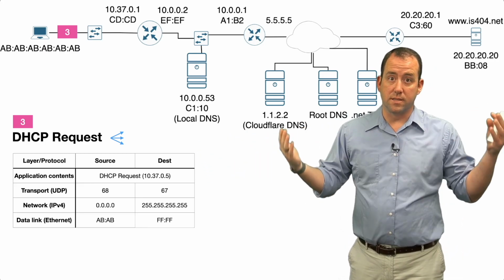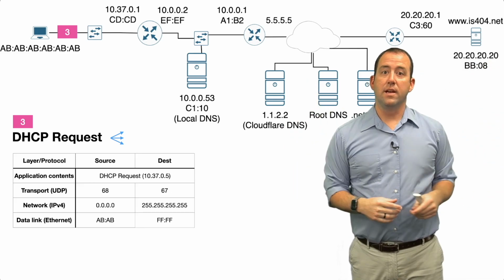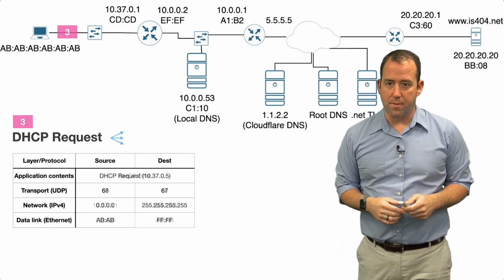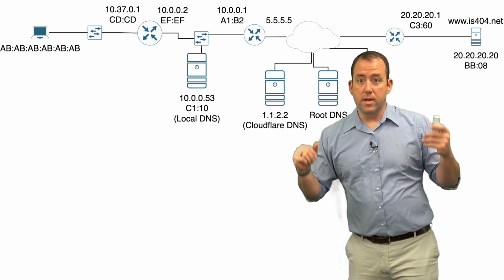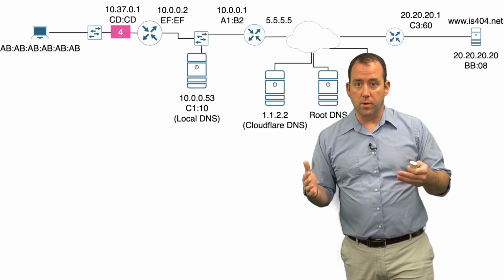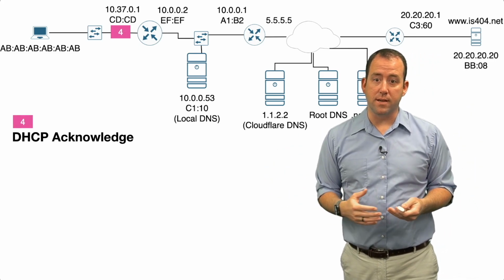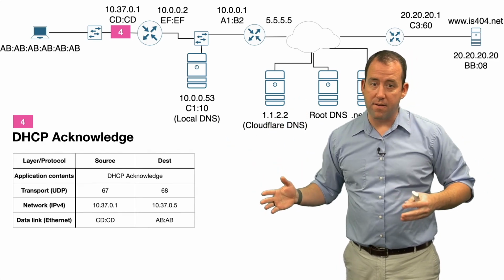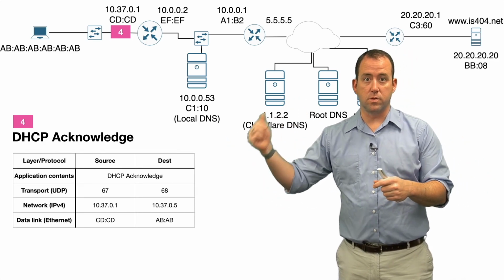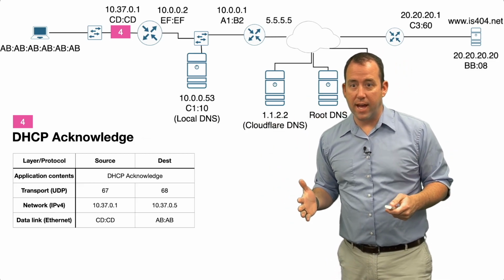Destination MAC address, because this is broadcast, is sent out to FFFFFFFFFFFF, and that goes out to everybody on the network. So finally, we are ready to receive the fourth message, the last message in the DHCP exchange, which comes from the router back to our machine, a DHCP acknowledge that says, yes, you can have the IP address that you requested. So discover, offer, request, acknowledge.